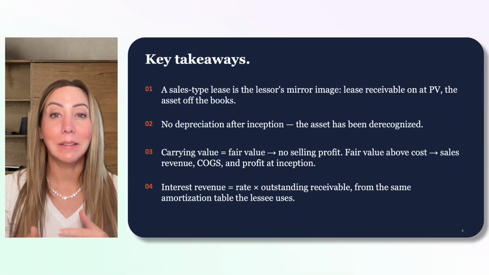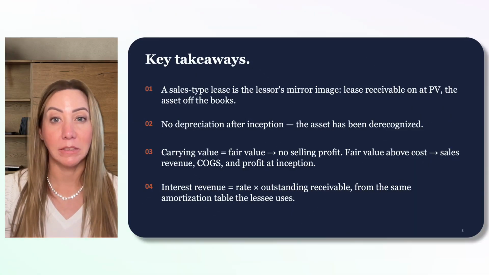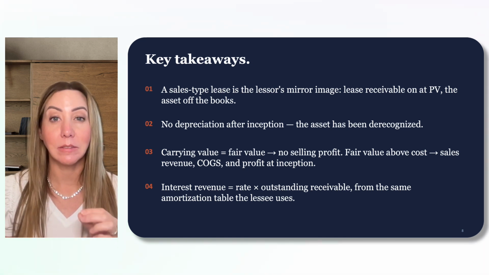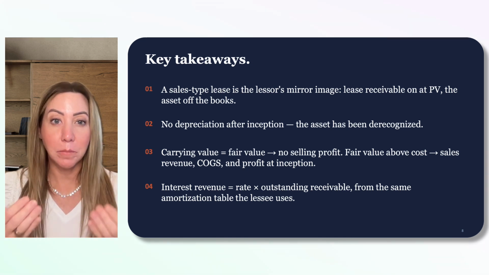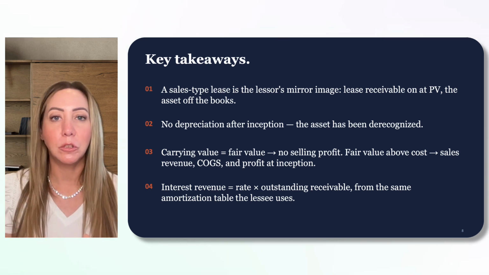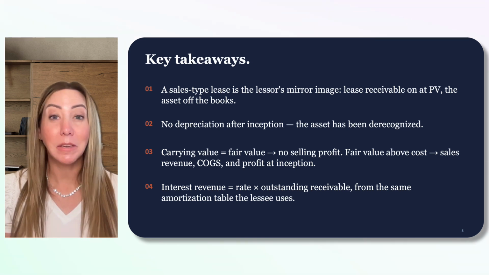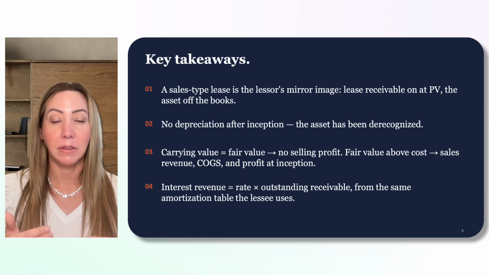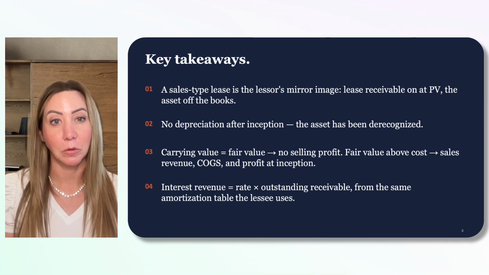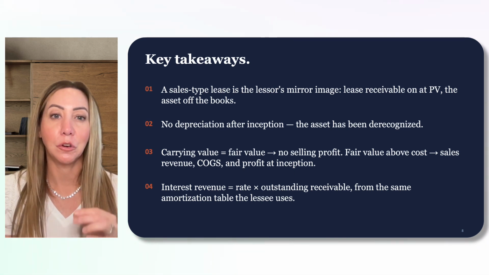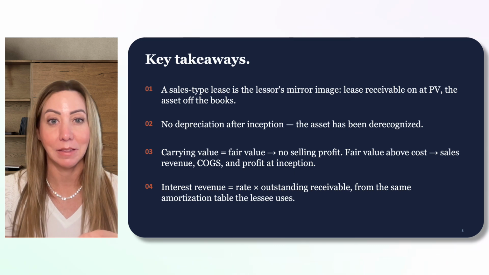To wrap up, when a lease meets any of the classification criterion, the lessor records a sales type lease. The asset comes off the books because it's considered sold, and no depreciation is recorded after that, because you can't depreciate what you don't own. The lessor also recognizes the present value of the future payments as a lease receivable, and then interest revenue over the term using the same amortization table as the lessee.